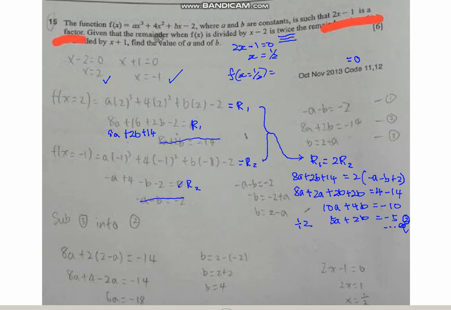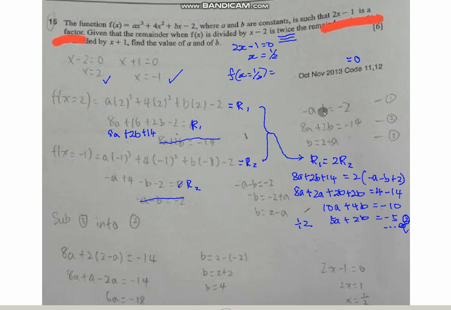The other two, he never says that it's a factor of the function. This one also never says that it's a factor of the function. So you cannot, like what you do here, make it 0. You only know there is a remainder. But then it states that the relationship between the remainders is R1 is twice R2. So that is how we form this relationship, and by simplifying we get the equation 5a plus 2b.